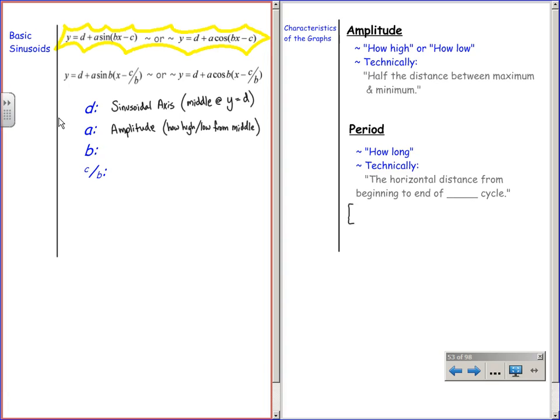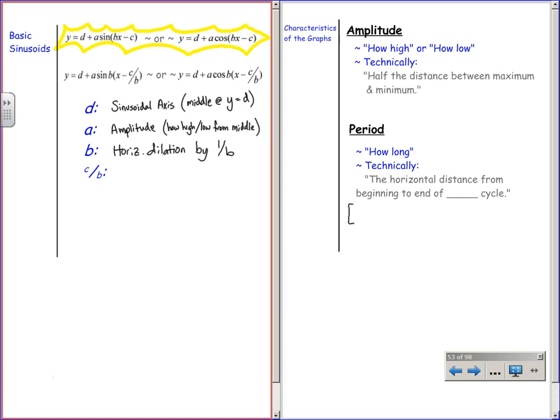B is actually a little weird. B is the horizontal dilation. The weird thing is, though, remember horizontal? It's always backwards from what you think. If there's a minus inside, you're actually going to the right. And if there's times a whole number, you're actually cutting it into a fraction, or taking a fractional piece. So it's the horizontal dilation by the reciprocal, 1 over b.